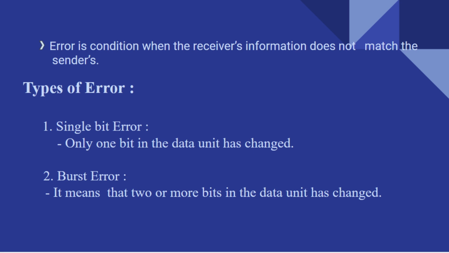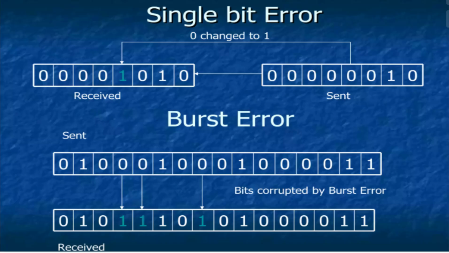Two types of error are there. One is single bit error, which means only one bit in the data unit has changed, and the second one is burst error. That means two or more bits in the data unit have changed. These are examples of single bit error and burst error.